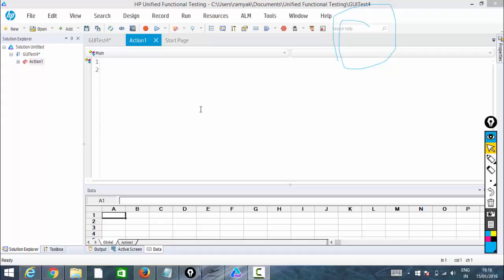So welcome back to the very interesting topic here, how to write script manually. Yes. So basically, rather than recording the script, we'll be writing the script manually. The advantages of writing a script manually is it's very robust in nature and we can easily reuse it.